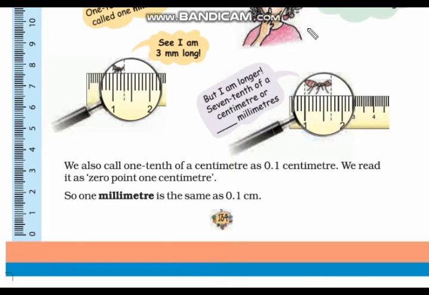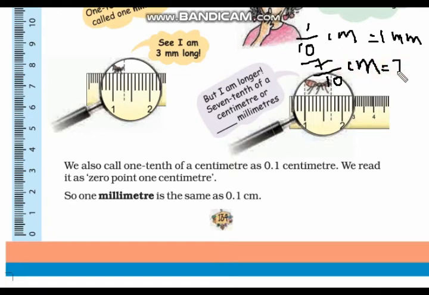Here we note that 1/10 centimeter is equal to 1 mm. So 7/10 centimeter is equal to 7 mm. So we can write here 7 millimeters.